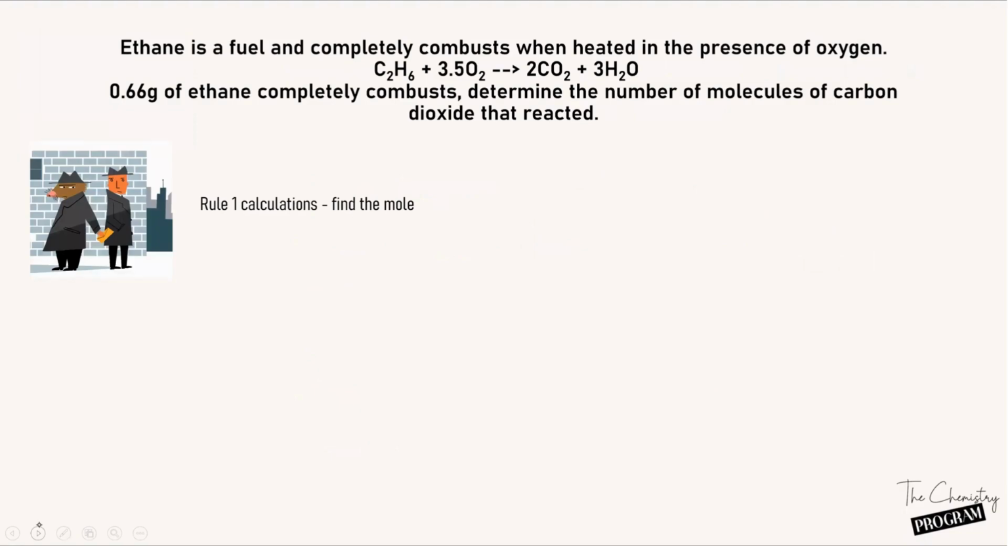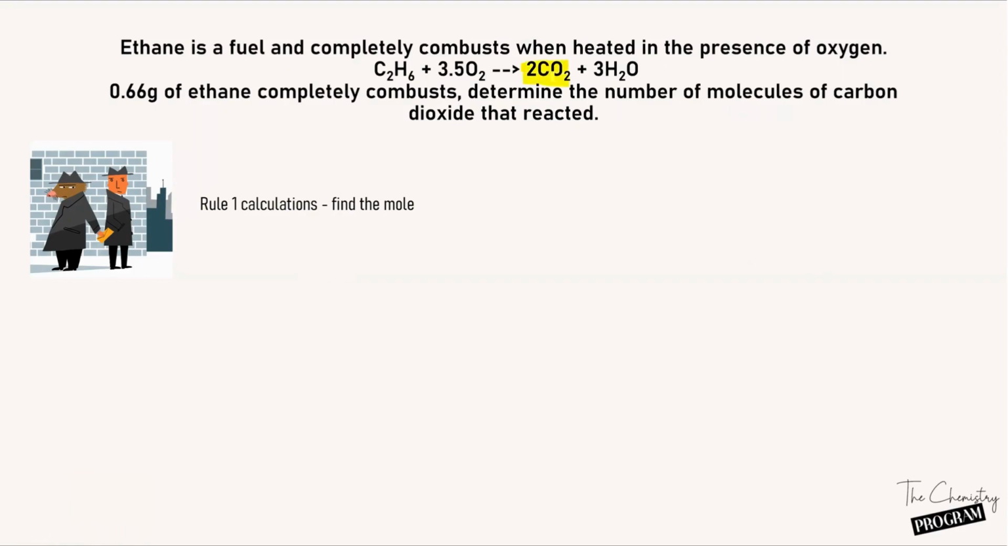The final question we're going to look at is a little more complex, but we can follow exactly the same process. So firstly, reading the question. Ethane is a fuel and completely combusts when heated in the presence of oxygen. We've been given what is a balanced equation, so we don't need to worry about that. And 0.66 grams of ethane completely combusts. Determine the number of molecules of carbon dioxide that reacted. I think that should actually be that were formed.